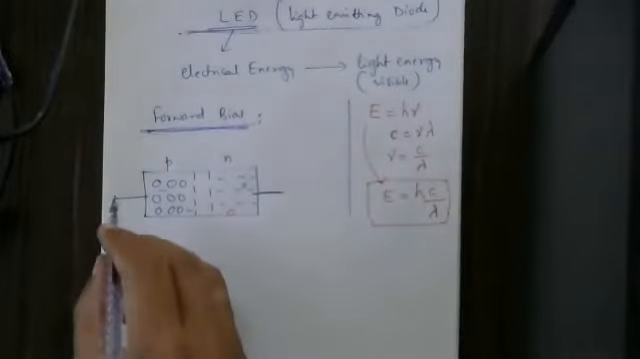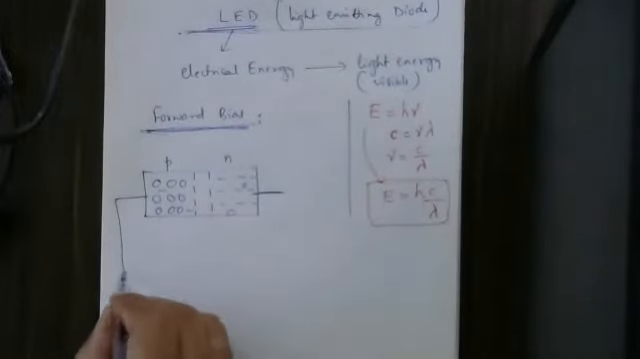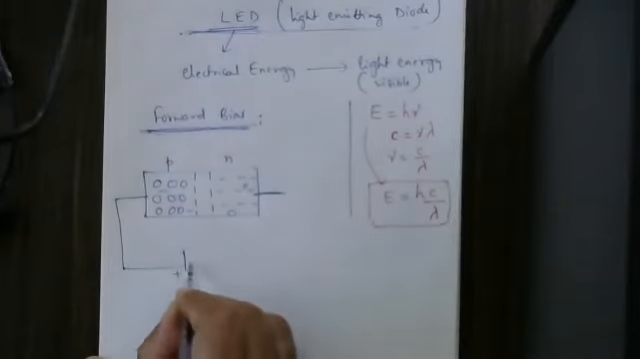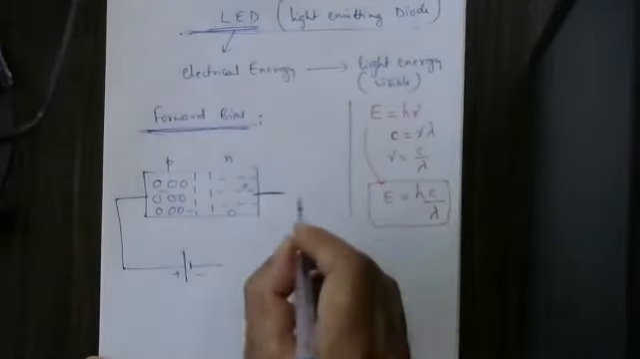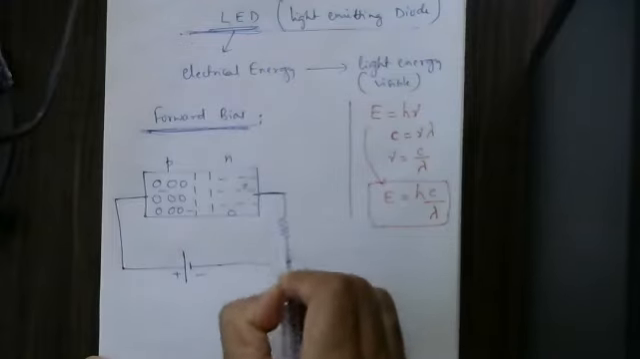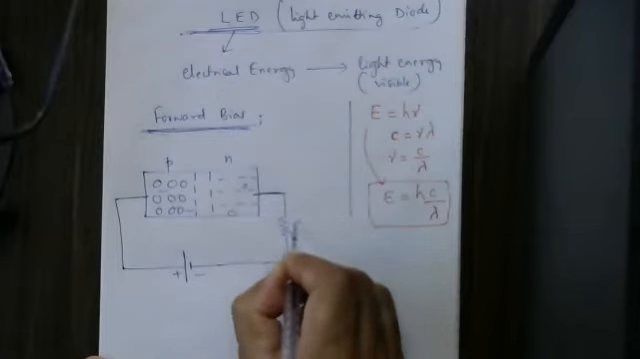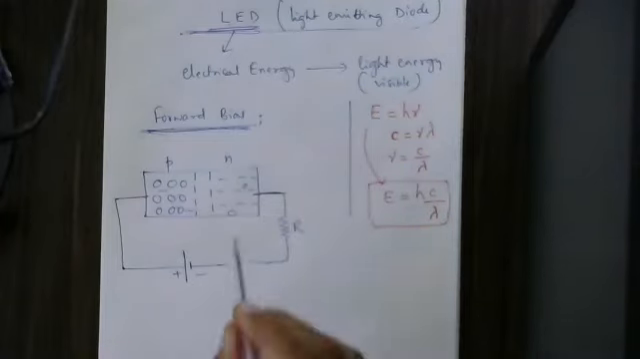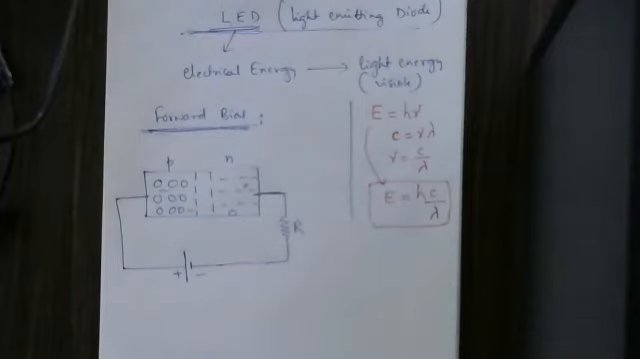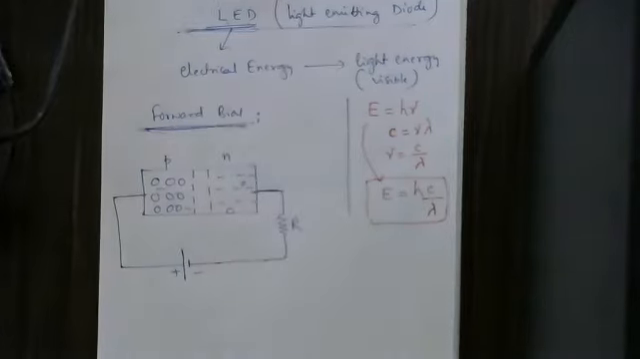Now I will connect this one. P variety must be connected to the positive end of a battery. N variety I am supposed to connect to the negative end of a battery, with a little bit of resistance that I am supposed to connect here. Anyhow, resistance is an opposition to the flow of current. This is the condition here. What is happening in this condition?